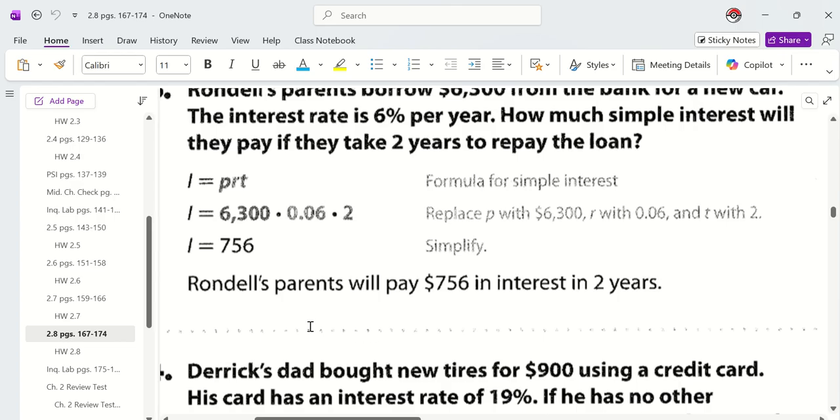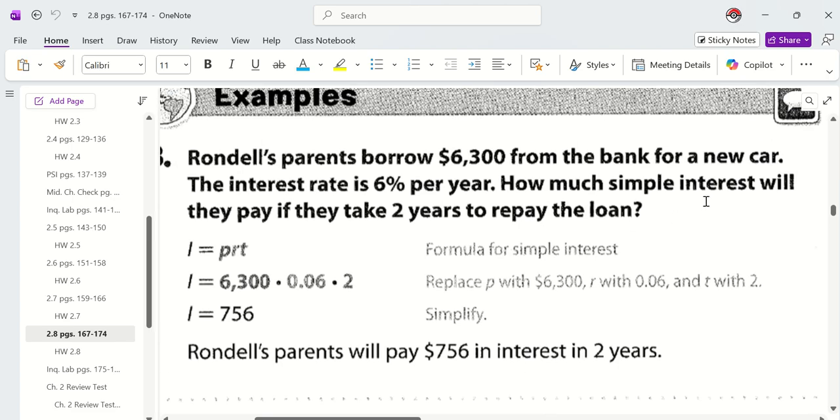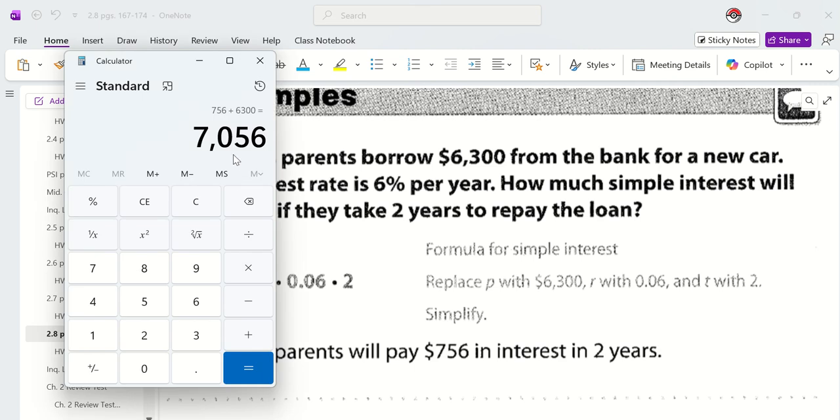So it says here, Rondell's parents will pay $756 in interest in 2 years. Okay, so a sentence. But if the question asked how much money are they paying back total, then it would be $7,056 is what they would be paying back total for borrowing that money. Okay?